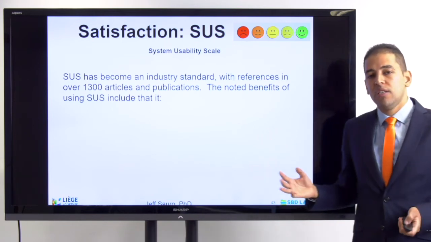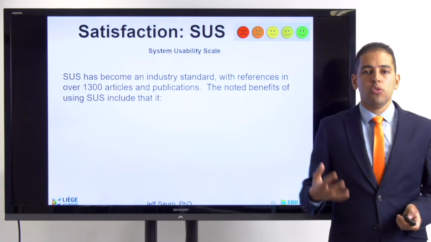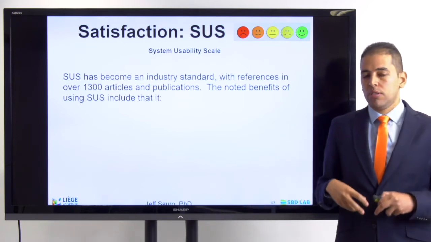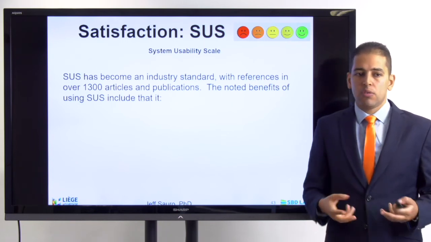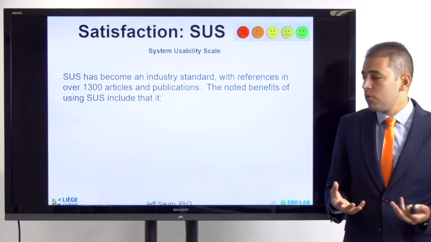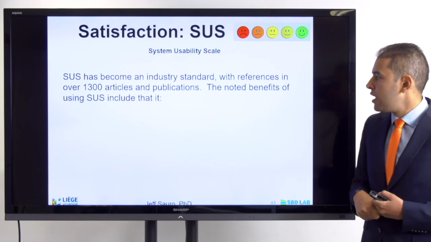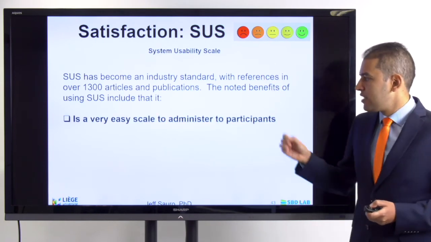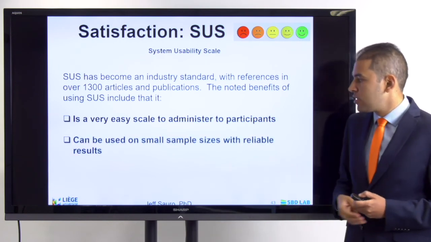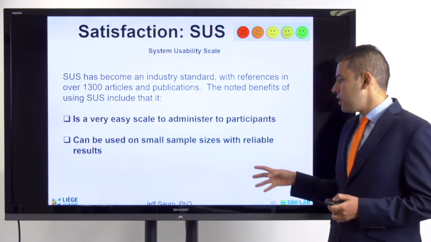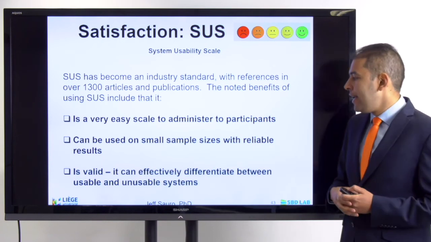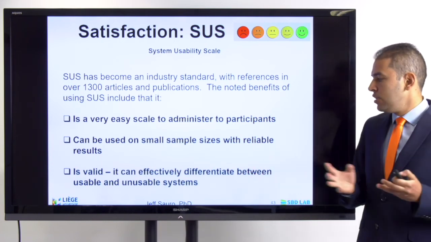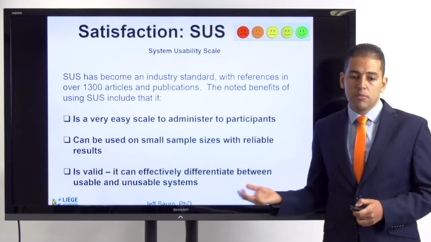So no one today is going to claim to develop a software, a model, a tool, a solution, an application, and is claiming that this software is user-friendly, or is better, or more effective, or more informative when it comes to decision making, without doing a system usability scale testing. It's a very easy scale to administer to participants, and it can be used on small sample size with reliable results, and definitely it is valid, so it can effectively differentiate between usable and unusable systems or solutions.